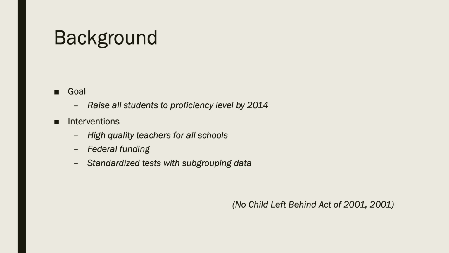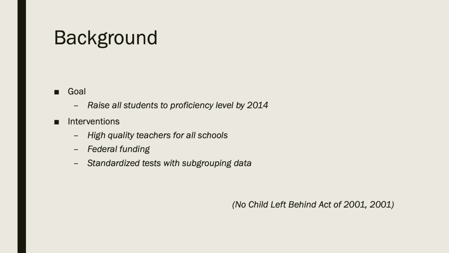So, a little bit of background on this law is the main goal was to raise 100% of students to proficiency level by 2014. And this proficiency level was determined by standardized testing that all the schools had to do.